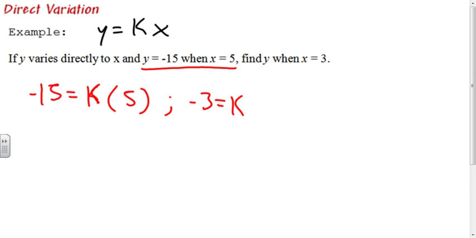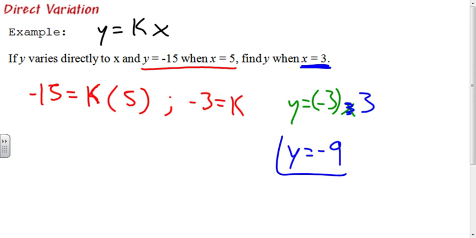So we would say then y equals negative 3, that's our k value, times x. And we would plug in x equals 3 right here. Y equals negative 3 times 3, so y equals negative 9.